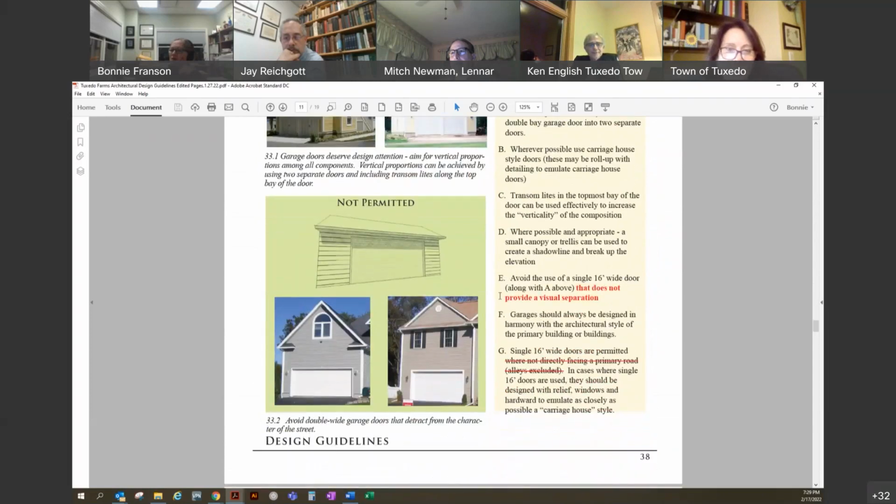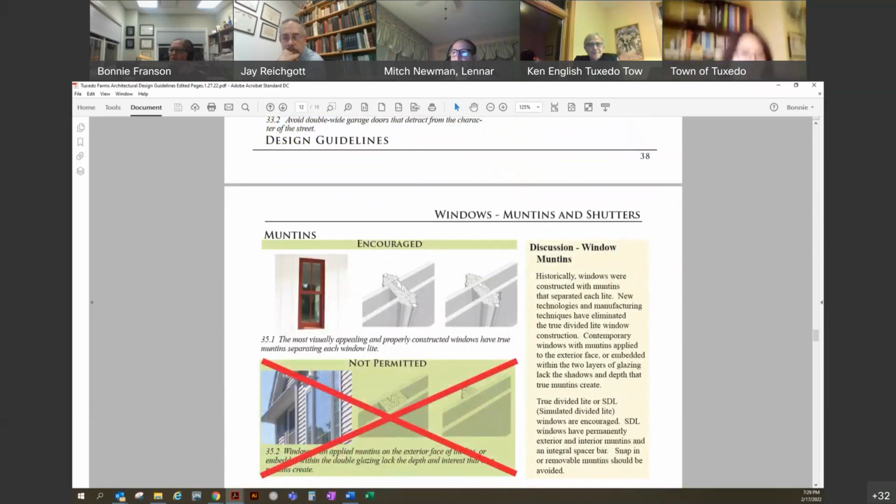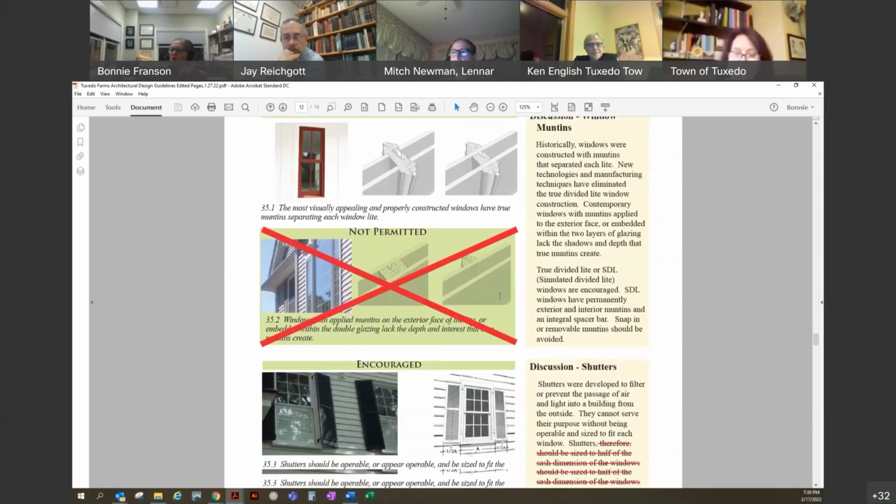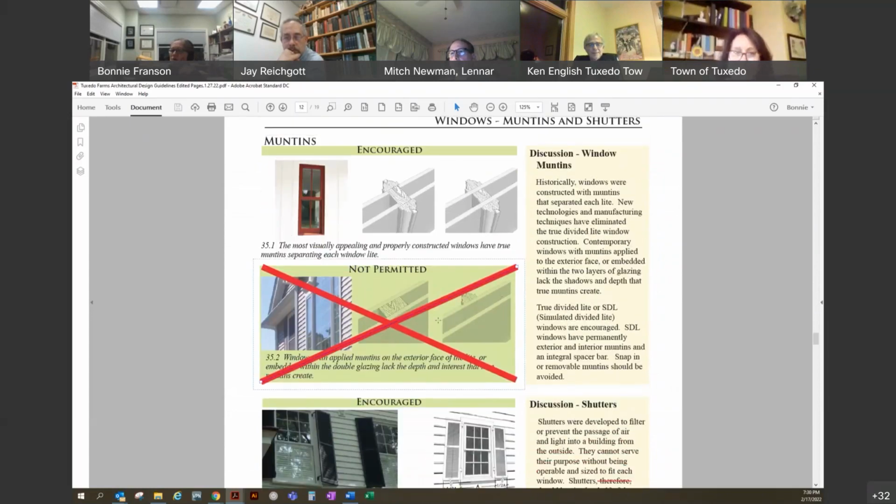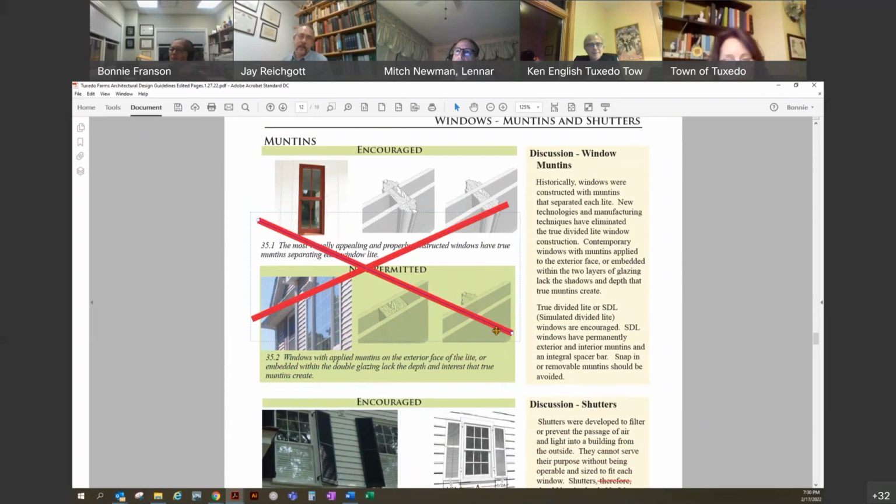Garage doors. There's this that was crossed out. It's hard to read. This is a question of whether you're going to have true divided lights or simulated divided lights, or internal grills or external grills. Correct. And we wanted to preserve the right to have the interior divided window panes.